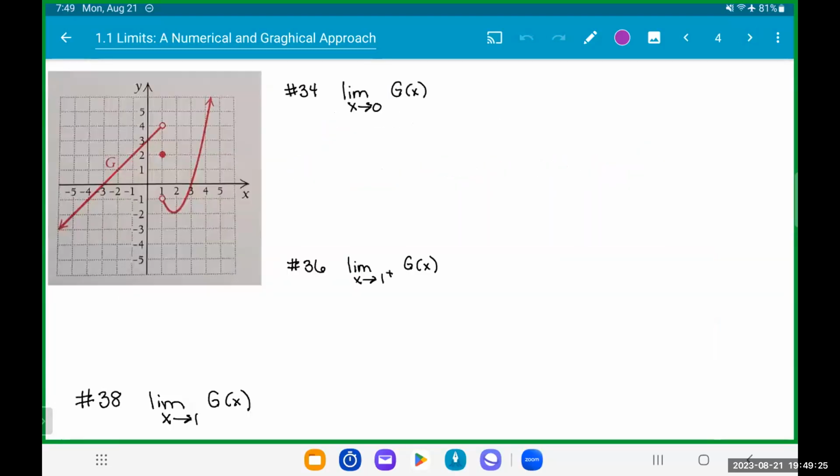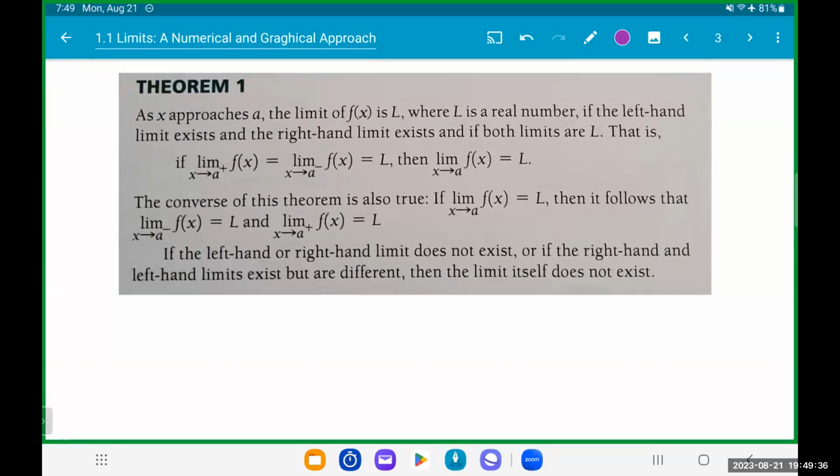All right, so let's look at some other examples. I told you we were going to look at these. Oh, actually, I skipped and we have to talk about this theorem. This theorem says that as x approaches some value a, the limit of the function is this capital L if the limit from the left exists and the limit from the right exists, and they are both the same value. That's really what this is saying.